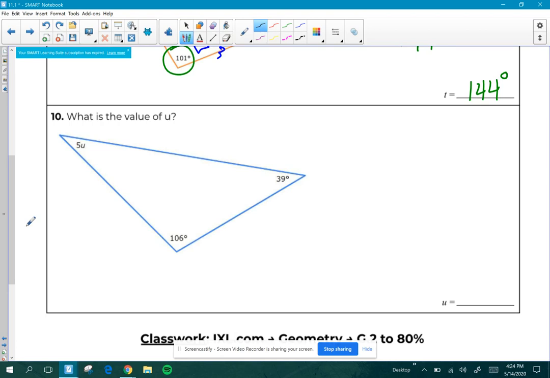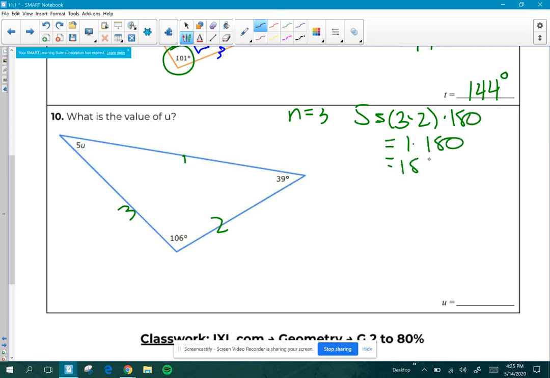Hopefully at this point, you know what all 3 angles of a triangle add up to, and you can skip the formula. That would be my goal. If not, you have 3 sides of a triangle. You can plug it in, right? So S equals 3 minus 2 times 180. That's 1 times 180, which is 180. You should all have known that.